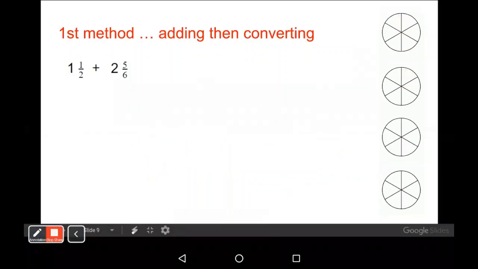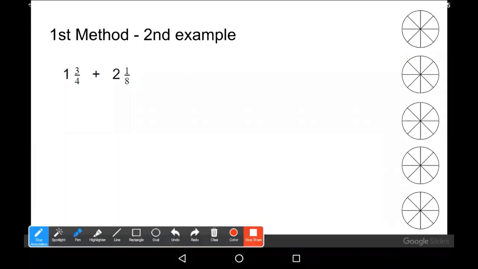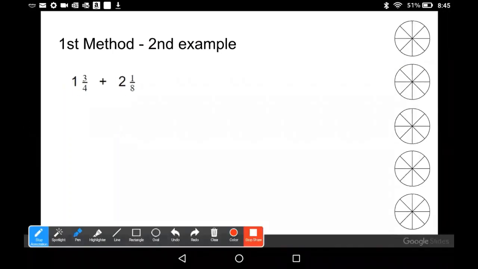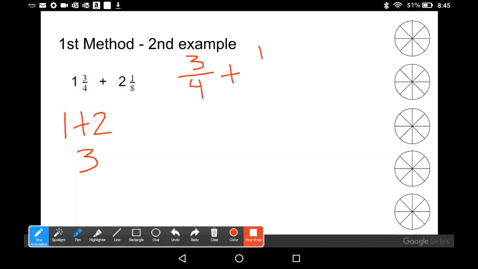So let's look at the next one. 1 and 3/4 plus 2 and 1/8. Like I said, we're doing the first method. So I'm going to pull my numbers over here. So 1 plus 2 gives me 3. I'm going to do my fractions over here. So I'm going to do 3/4. I'm going to try to write smaller this time. Plus 1/8. So I group my whole numbers together and I group my fractions together.